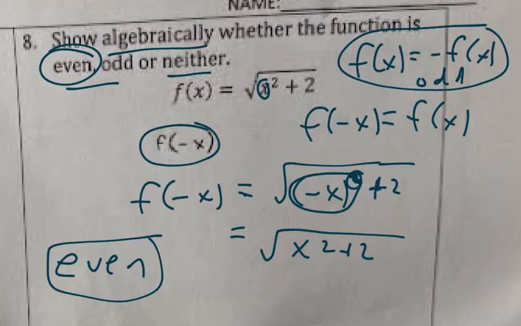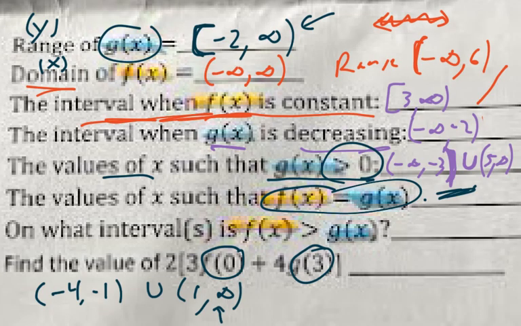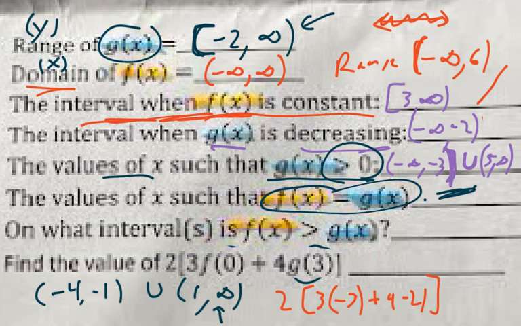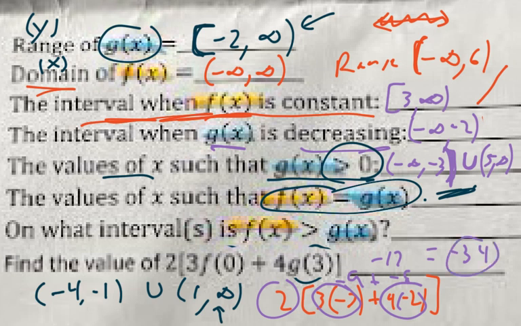So now we're ready. So basically all we have to do here, I'll do it in red, is we have 2 times [3 times -3 plus 4 times -2], close bracket. Let's see here. 3 times -3 is -9. 4 times -2 is -8. If we add that together, that's -17. Times the 2 is -34. So hopefully I did that right.